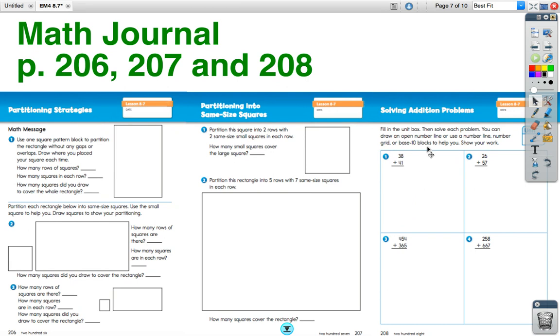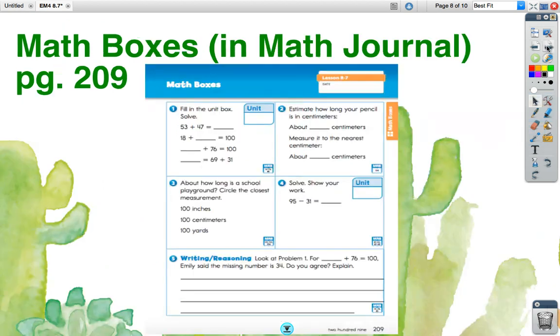Page 208, Solving Addition Problems. Fill in the unit box, then solve each problem. You can draw an open number line or use a number line, number grid, or base 10 blocks to help you. Show your work! Today's math boxes are in your math journal on page 209. Number 1, fill in the unit box and solve.